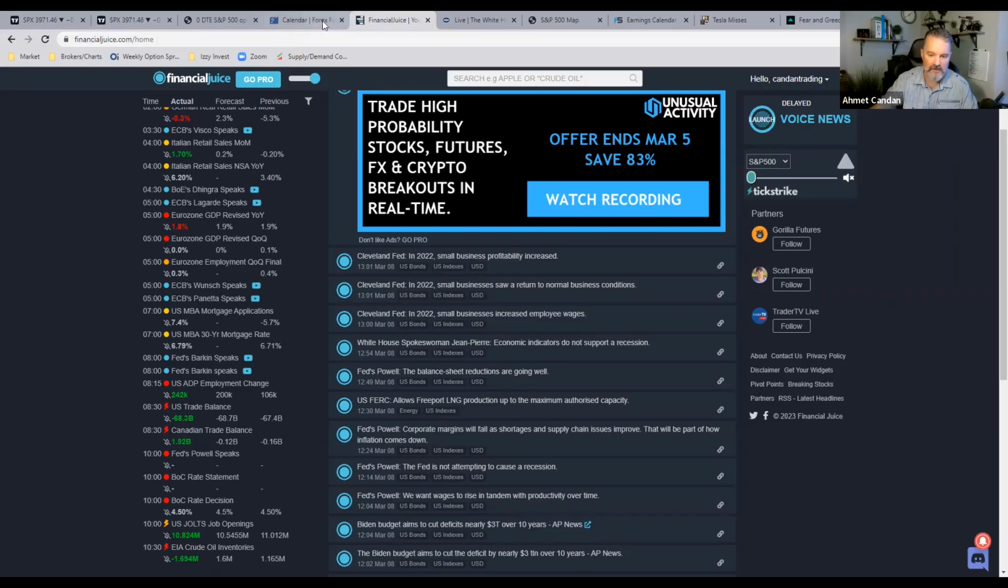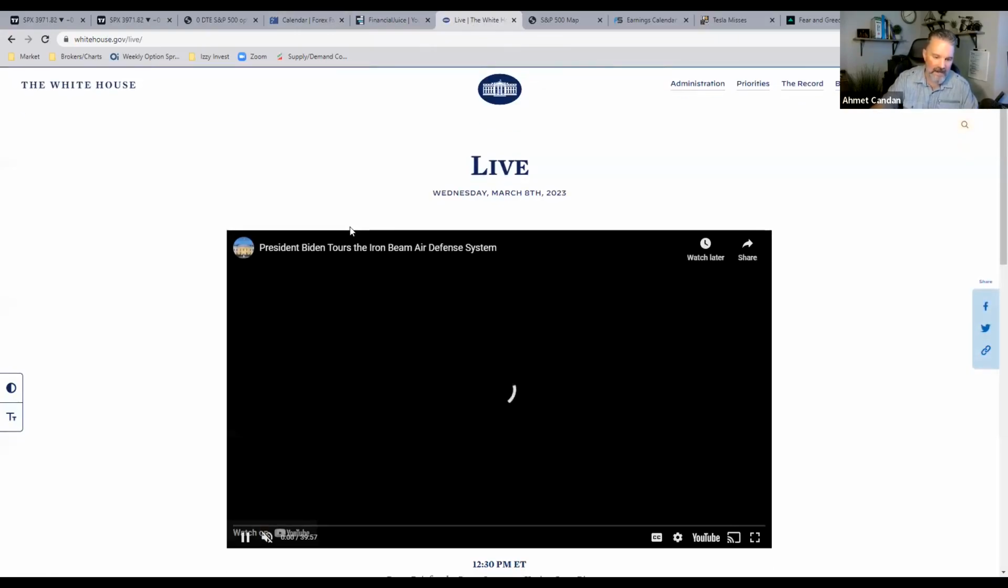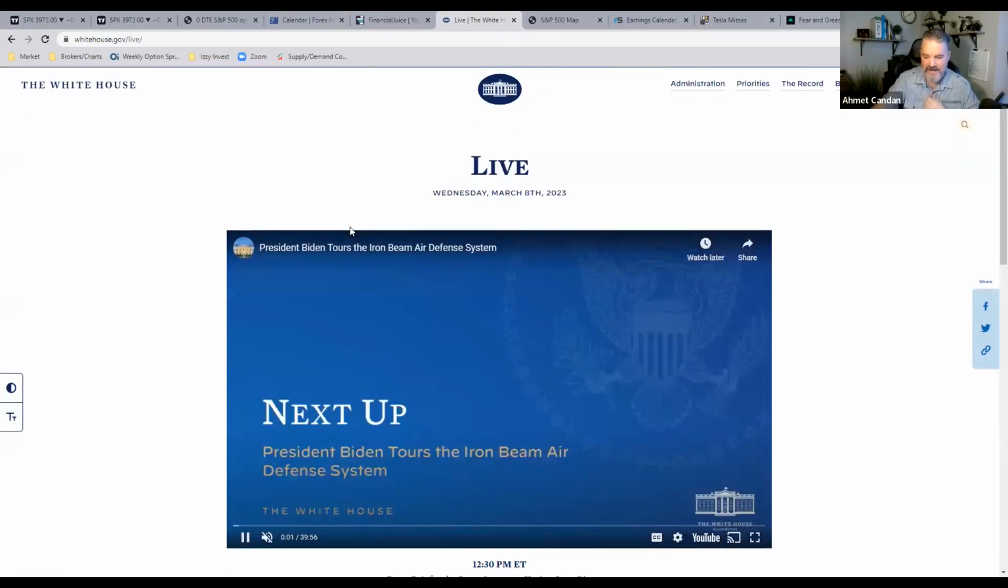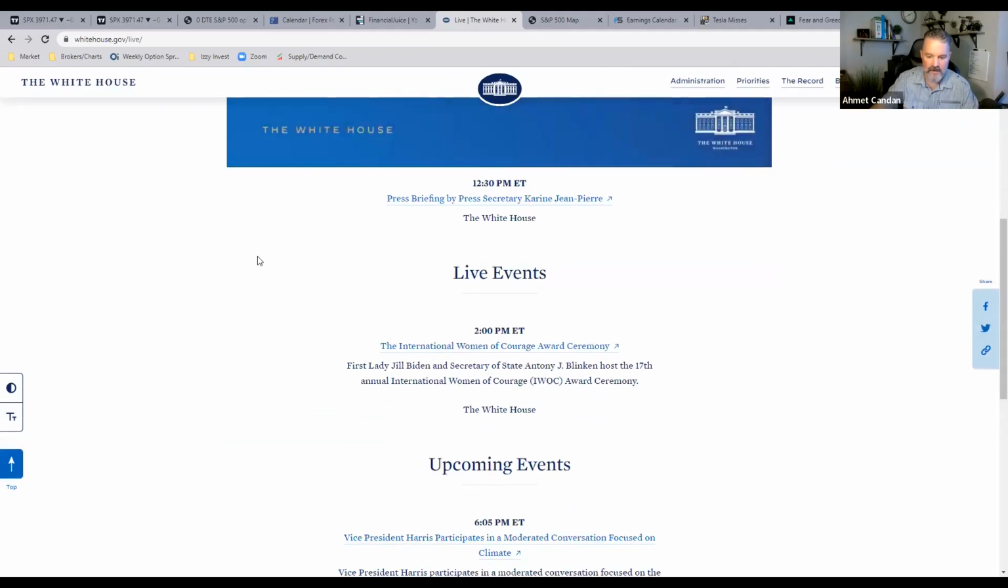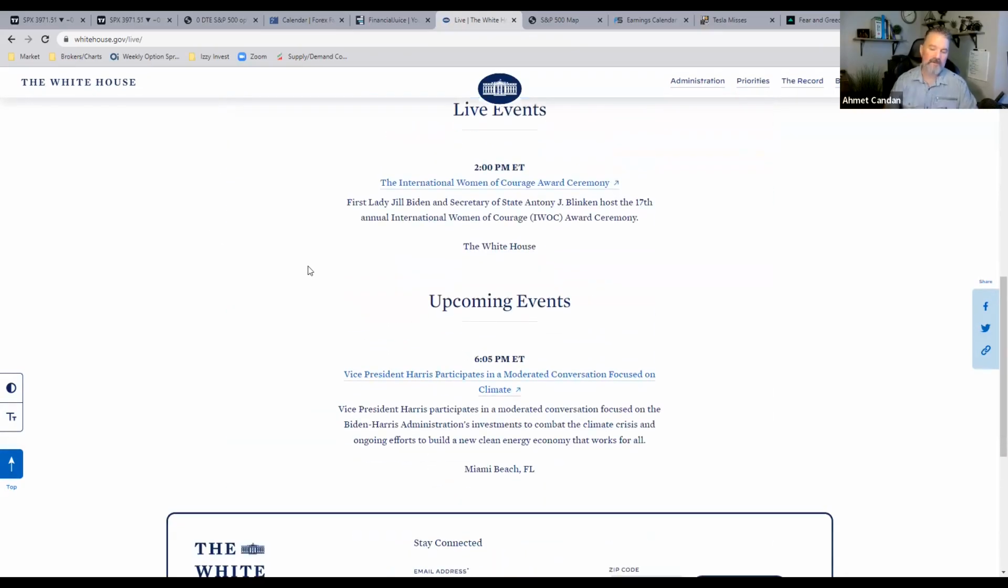But yeah, so these two calendars I look at all day, every day. Another thing that I look at is the whitehouse.gov/live site. And we try to track different events that are going to be coming out of the White House throughout the day.